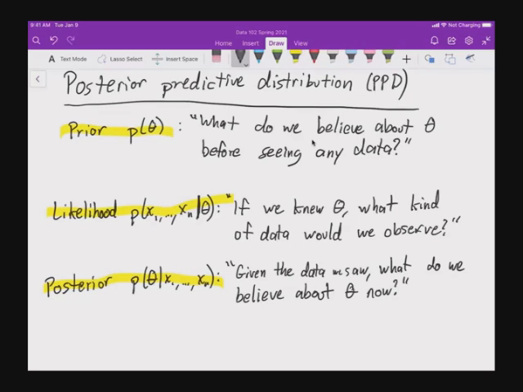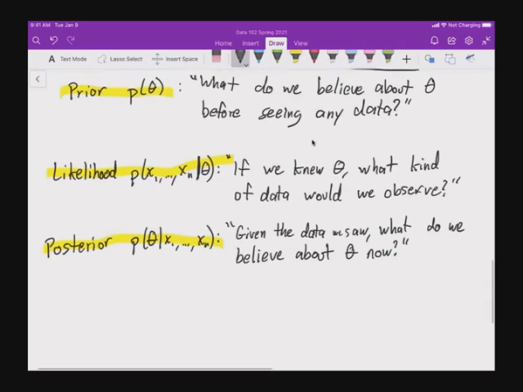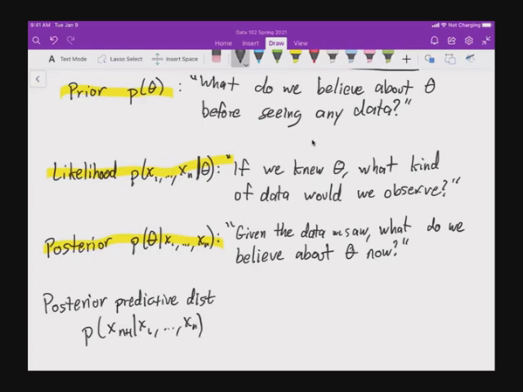And now there's a new quantity that we're going to talk about called the posterior predictive distribution. And this is different in character from any of the other things we've talked about, because it's really the distribution over the next data point that I'm going to see. It's xn plus 1. What kind of data am I going to get in the future, given that I've seen a bunch of data so far?